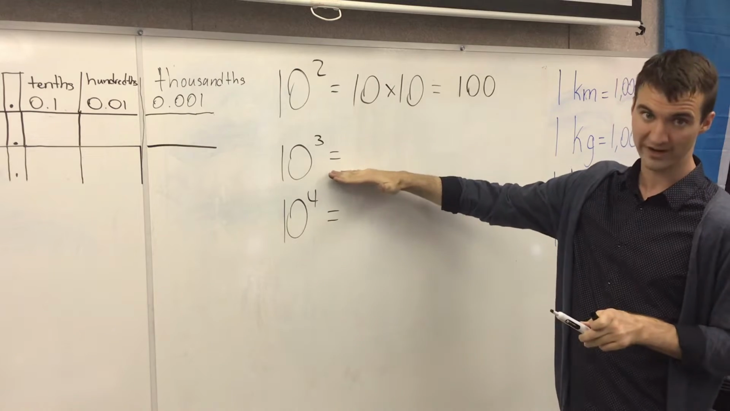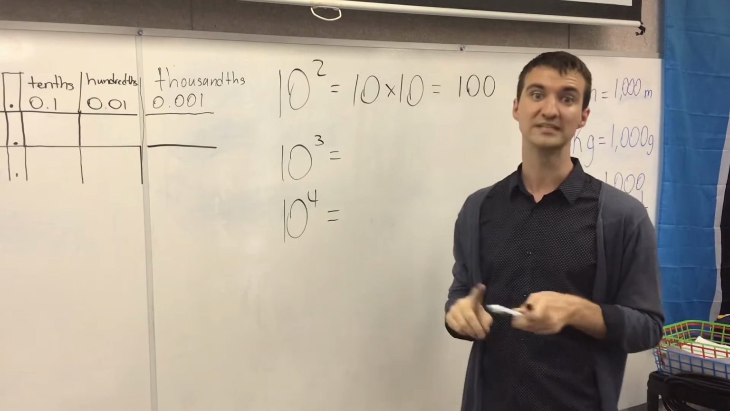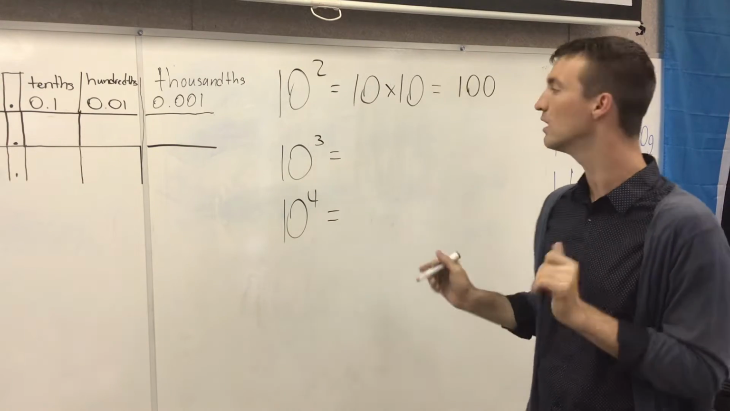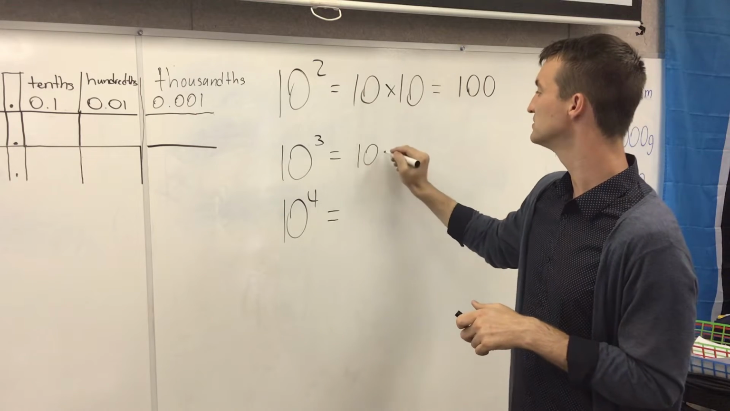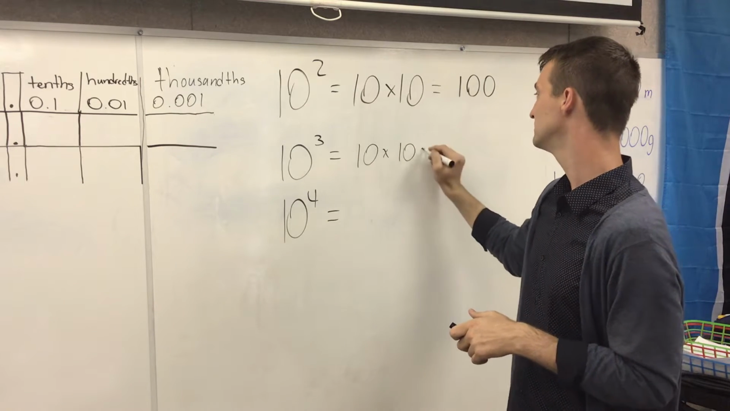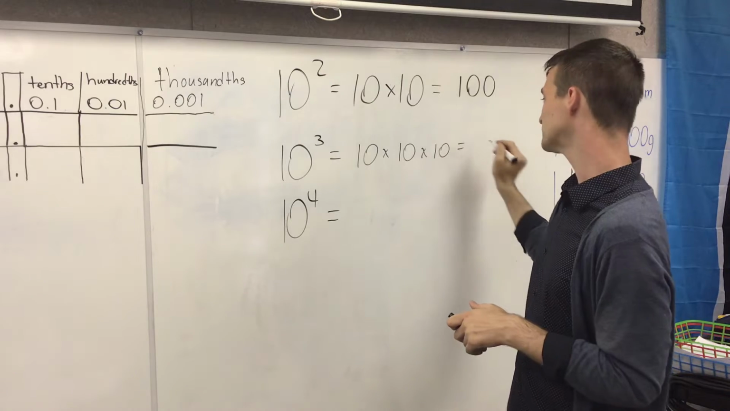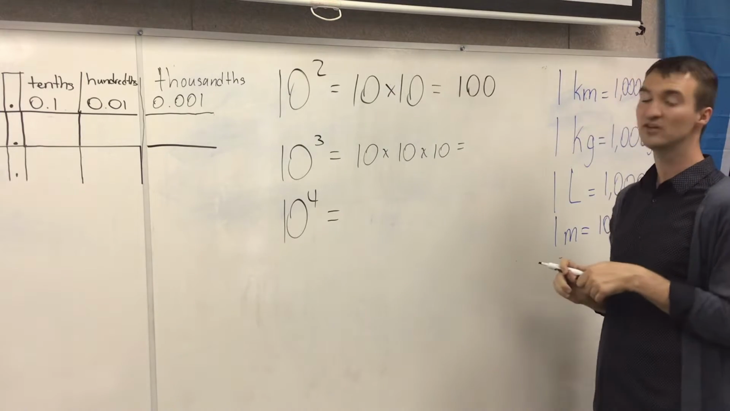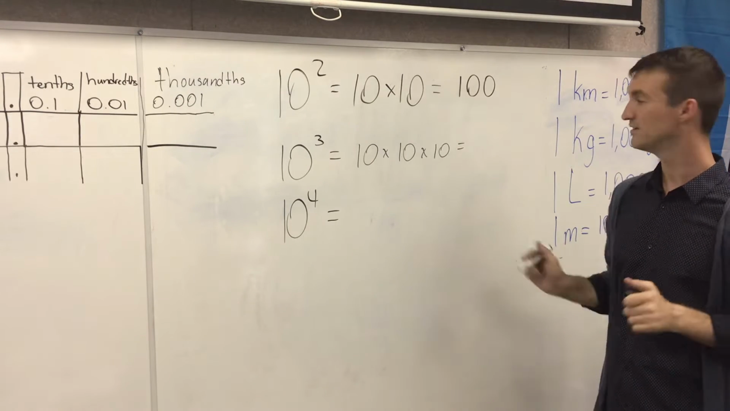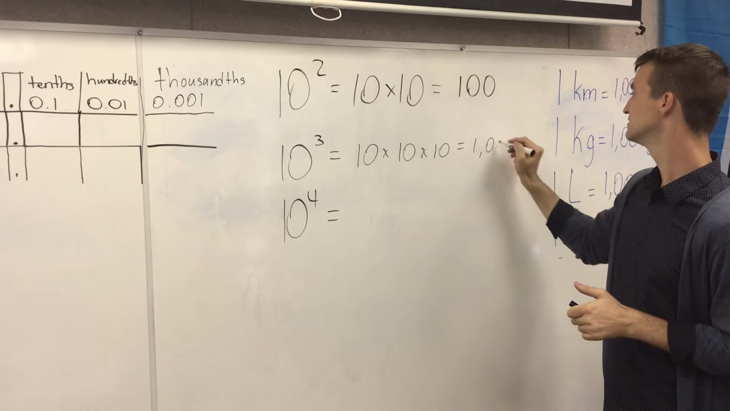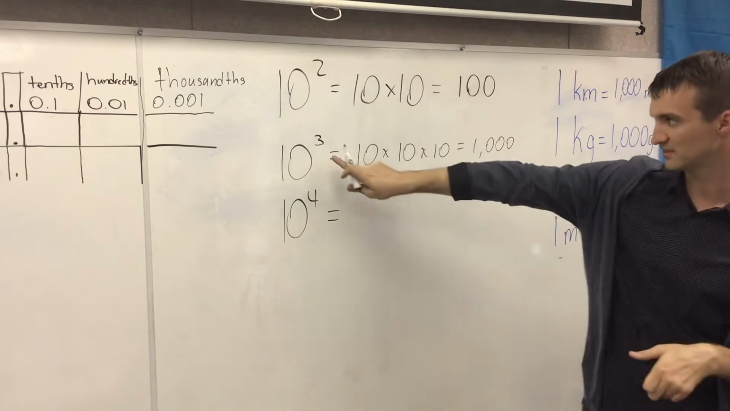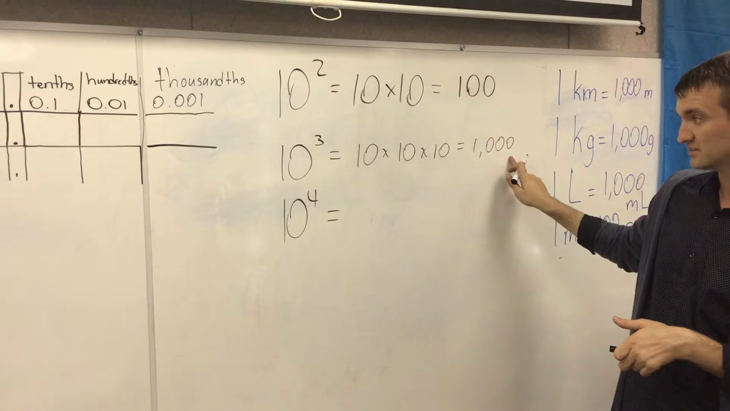I'm going to move on right now, and it's going to be the same thing with 10 to the third power. And what I'm going to do is multiply 10 times 10 times 10. And if I multiply 10 times 10 times 10, what is my answer? 1,000. Excellent. And notice it's 10 to the third, and I have 1, 2, 3 zeros.